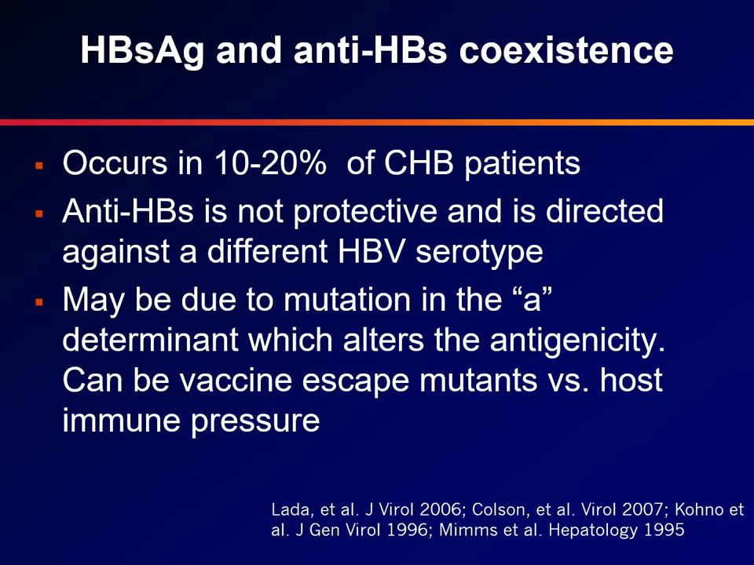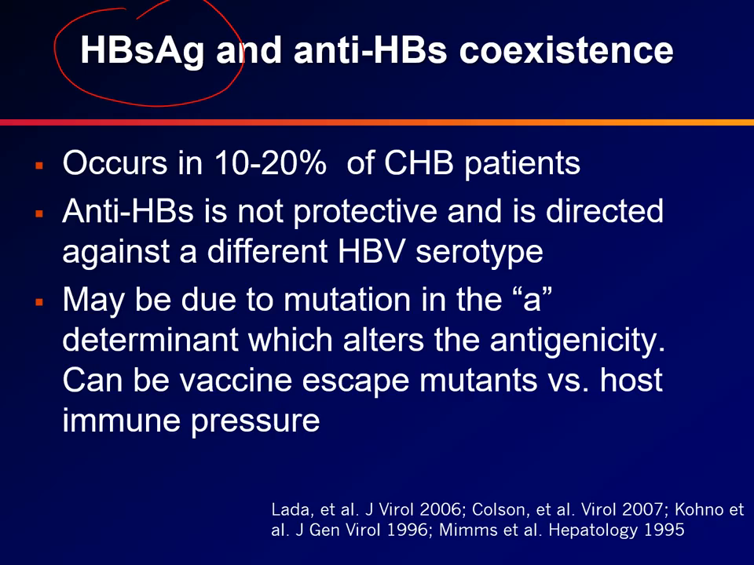Okay, so as I mentioned, S antigen and anti-HBs can coexist. But again, what will you believe if both of these markers are positive? You believe the S antigen. So the HBs antigen trumps the anti-HBs positivity, because the anti-HBs here is not protective. It's directed against a different Hep B serotype. It may also be due to a mutation in the virus.